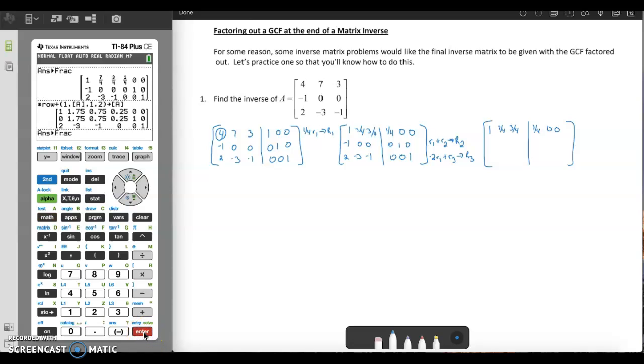So my middle row now looks like 0, 7/4, 3/4, 1/4, 1, and 0.